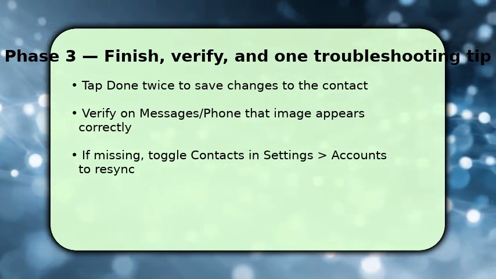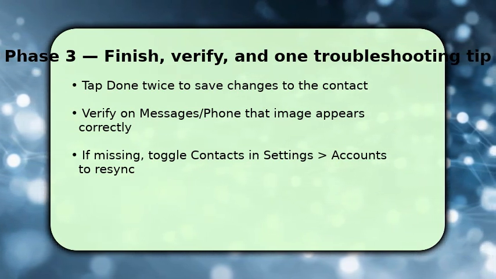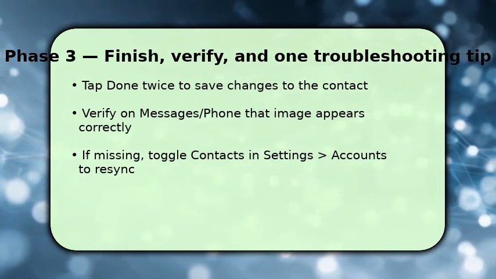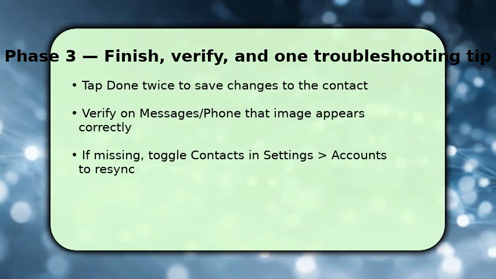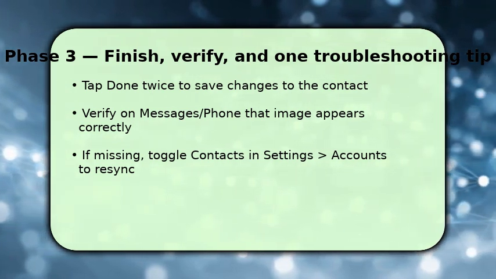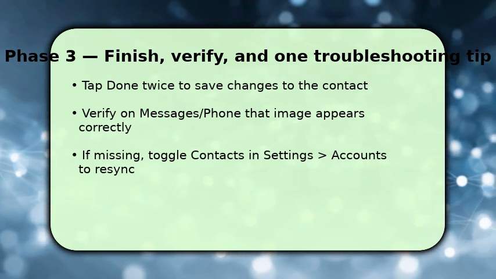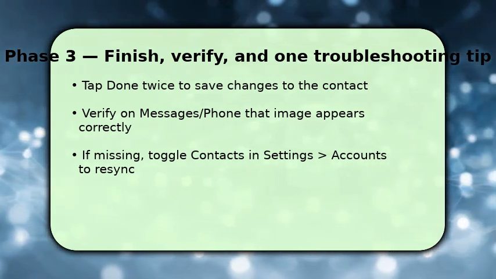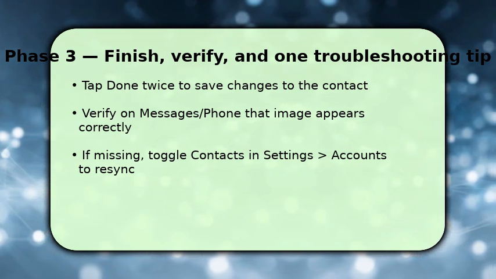If the image doesn't appear, make sure Contacts Sync is enabled for the account used. Go to Settings, Accounts, then toggle Contacts off and on to force a resync. If that fails, restart the iPhone. A quick reboot often resolves caching issues and restores the photo display.